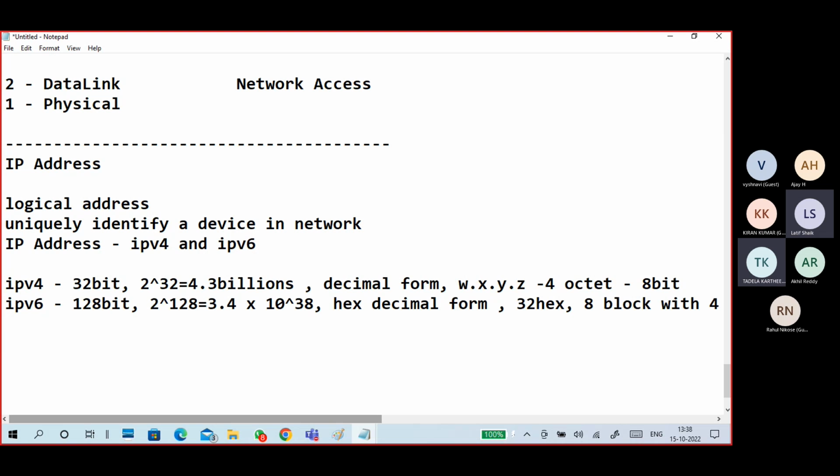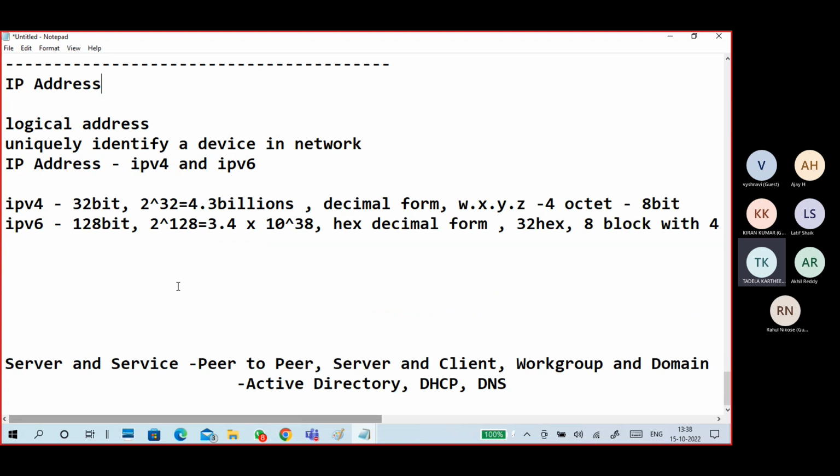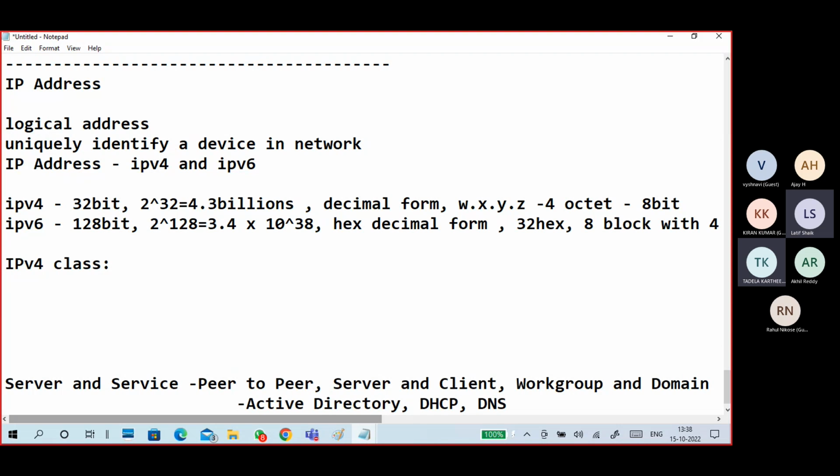So just to tell, I already told you the IP address and MAC address differences, guys. So I'm going to IPv4 classes directly.